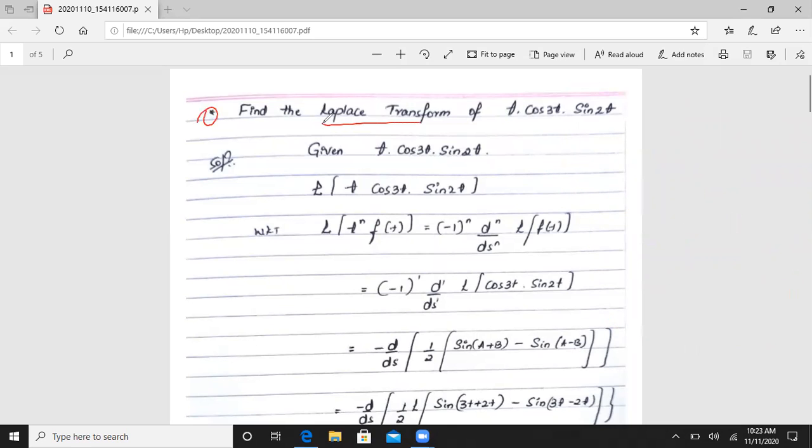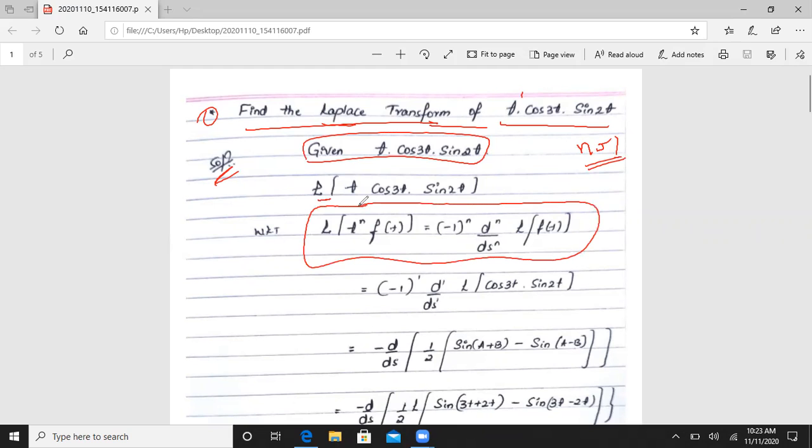Problem: find the Laplace transformation of t into cos 3t into sin 2t. Here t to the power 1 is there, that is our n value is 1. First we will write the given equation, that is t into cos 3t into sin 2t. So when we apply the Laplace transformation to this function, Laplace transformation of t into cos 3t into sin 2t, you guys already know this is our multiplication property definition.